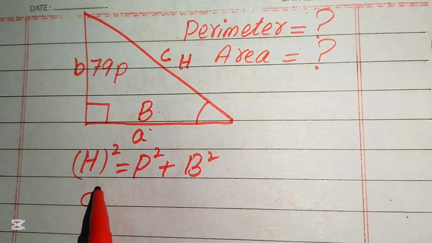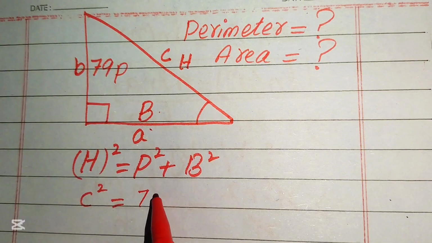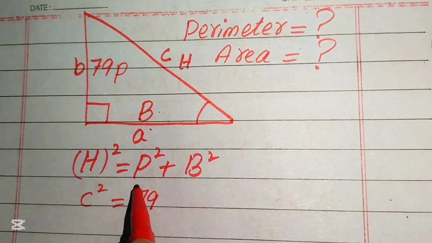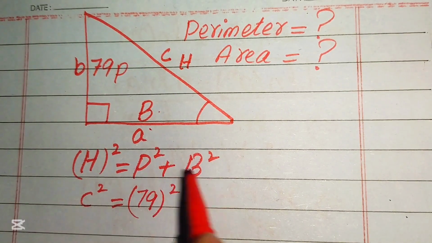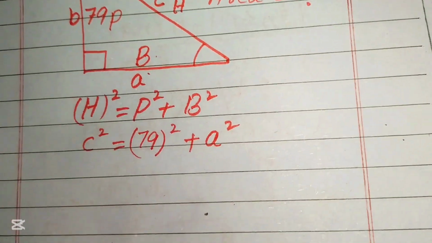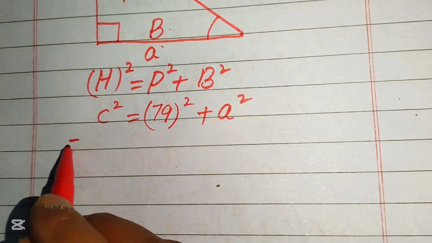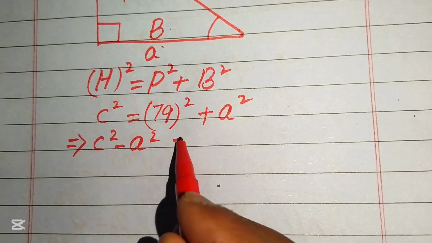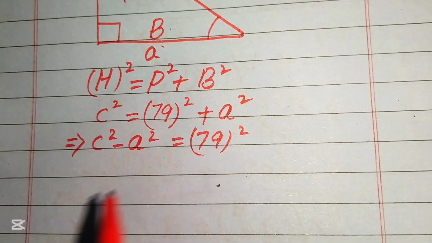So it will be written as c square equals our perpendicular, which is 79. Here you see that the value of the perpendicular length is 79. This is written as 79 square plus our base is denoted by a, so it will be written as a square. And now in the next step we need some simplification. So we move this a square to the left hand side and it will be written as c square minus a square equals 79 square.